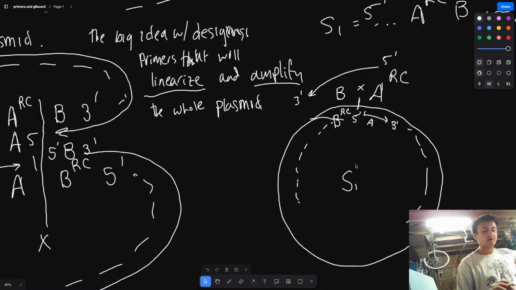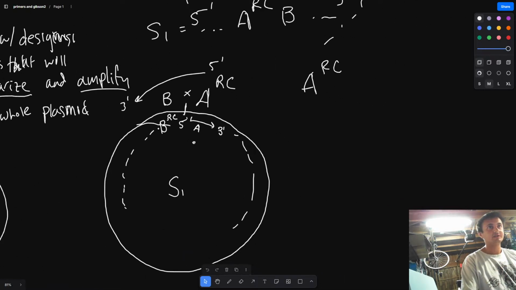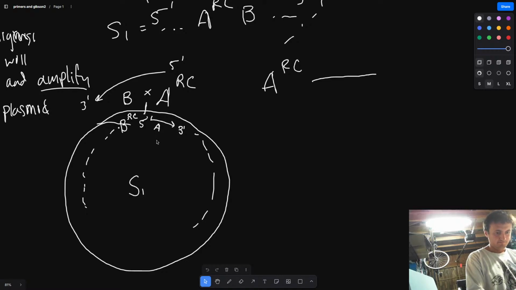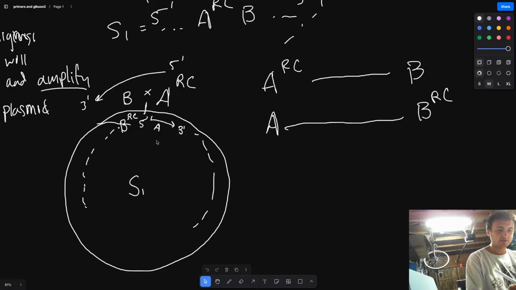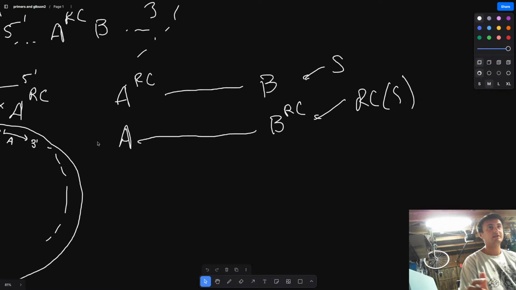It's going to add the reverse complement, because if we were to look at a linear slice of this thing, we'd have ARC to B. Well, if we start at A, we copy it down, this is going to be BRC. I mean, this whole strand, if this is S, then this is going to be RC of S. That's just how DNA works.